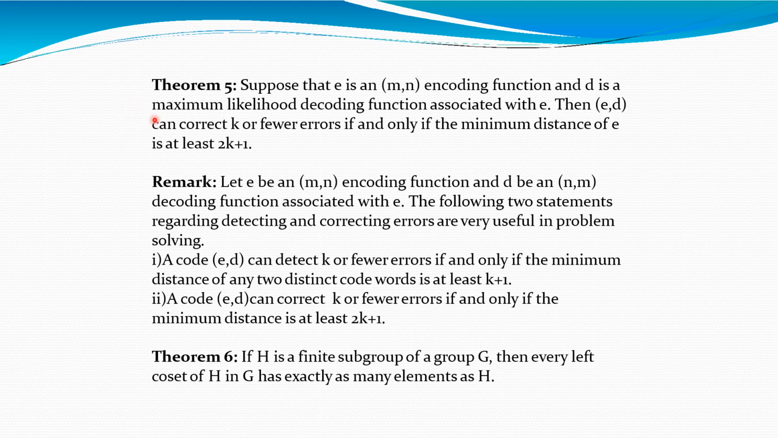Now one more theorem. Suppose that E is an mn encoding function and D is a maximum likelihood decoding function associated with E. Then E, D can correct k or fewer errors if and only if the minimum distance of E is at least 2k plus 1. So this theorem tells us how many errors E, D can correct, and it depends on the minimum distance of that encoding function E. If it is at least 2k plus 1, then E, D can correct k or fewer errors.